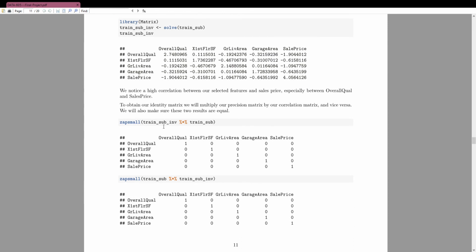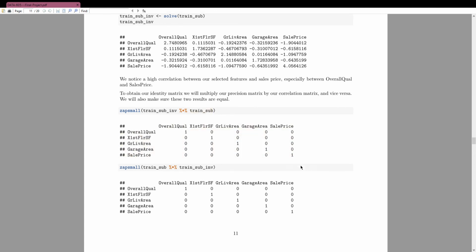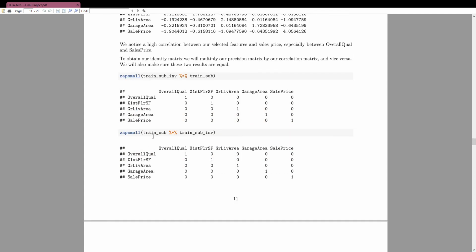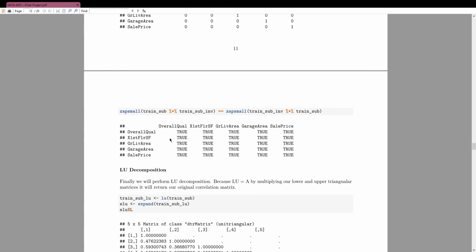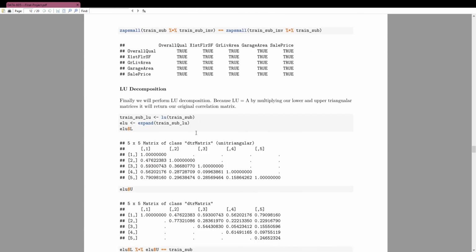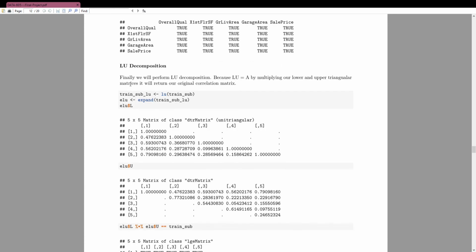Next, we are going to multiply this precision matrix by our correlation matrix, which gives us our identity matrix. Then we're going to multiply our correlation matrix by the precision matrix, and this is also going to give us the same matrix. We just double check this in R. We see that's true.